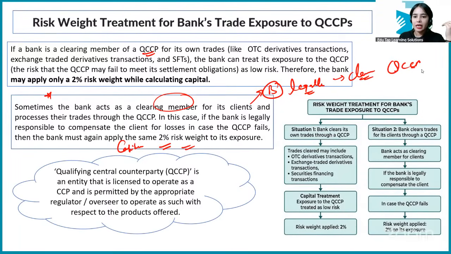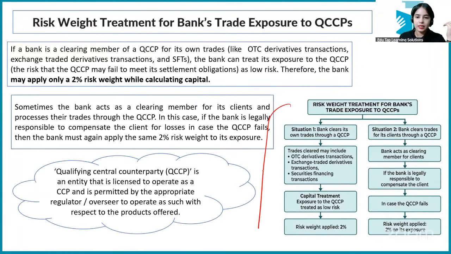So this is the idea of the bank clearing through this. Let's understand. The bank clears its own trades through a qualified central counterparty, the QCCP. And here there is low risk because a qualified central counterparty is present. So the risk weight is only 2%. The bank clears the trade for its clients. The bank is not clearing the trade for itself, but for its client. In this trade also a qualified central counterparty is present. So the bank is acting as a clearing member. If the bank is legally responsible to compensate the client in case the QCCP fails, the bank will have to compensate. So the risk weight is 2%.